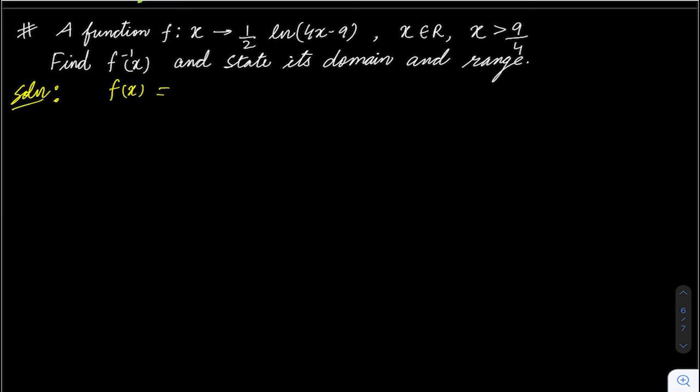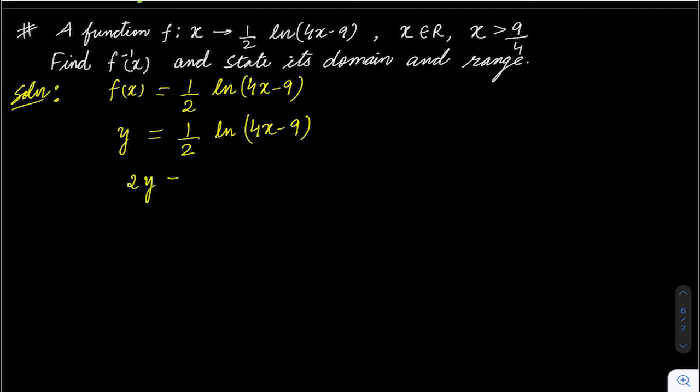y equals f of x is nothing but y equals half ln of 4x minus 9. So first step, y equals half ln of 4x minus 9. Writing this is easy. Now we have to find the value of x from this. Okay, so you must have studied logs. So we will use some properties here. First thing is I will take this 2 to the left side. So it will be 2y equals ln of 4x minus 9. And when we say ln, we know the base is e.